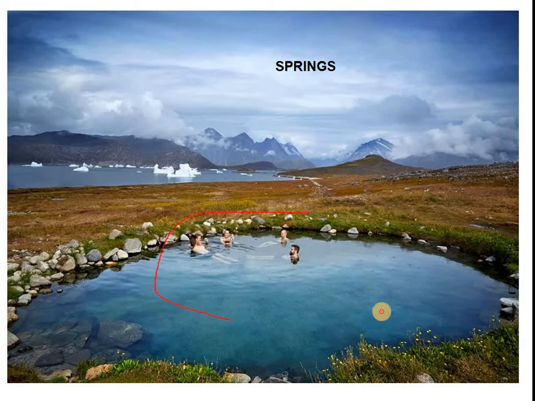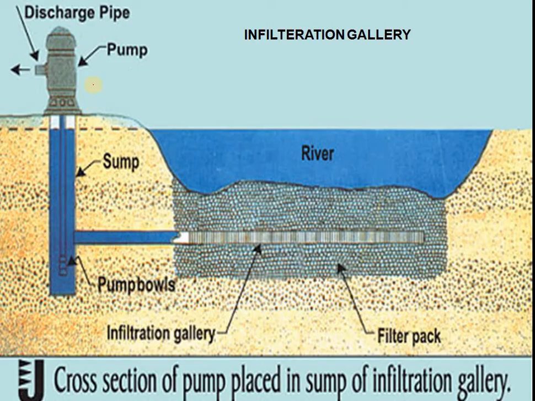So these are the springs we can see in very hot or very cool climatic regions near mountains, and we can see these types of springs. This is the cross section of a pump placed in the sump of an infiltration gallery. So these are infiltration galleries. You can see a river is there. From the river you can see a pump will be connected, that is nothing but a discharge pipe.